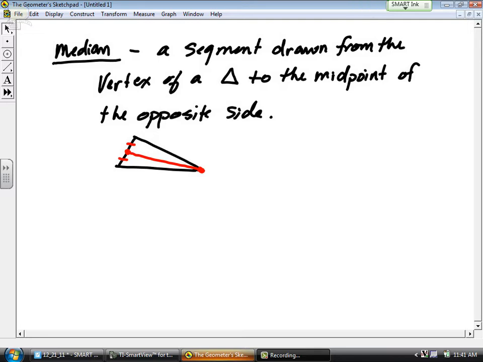You could picture then that we could actually have many medians drawn in one triangle. I was just surprised at what it did there. I did not realize I was in Geometry Sketchpad, but I am. Okay. So let's go ahead and draw a triangle and draw the three medians in this triangle.